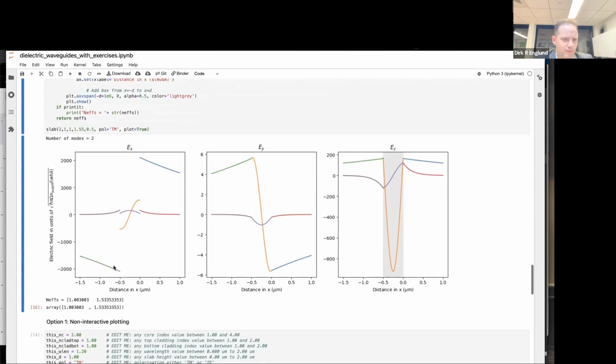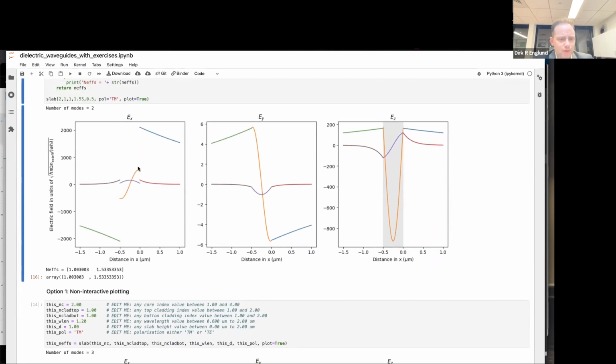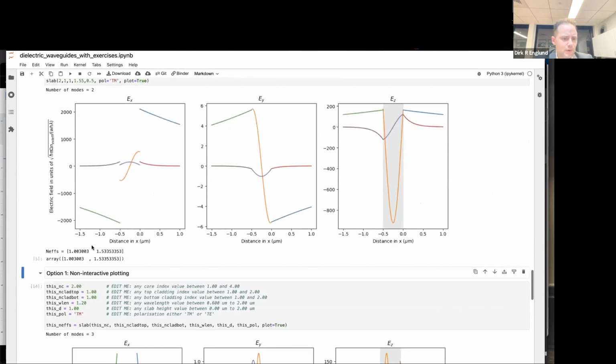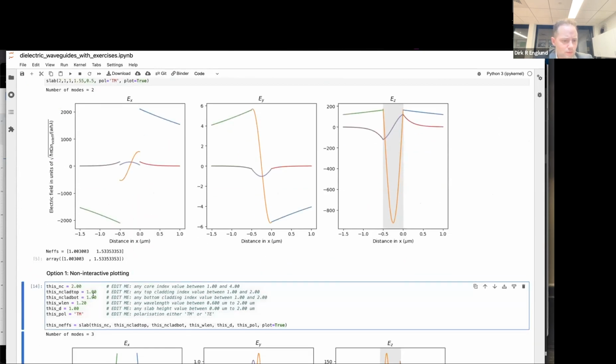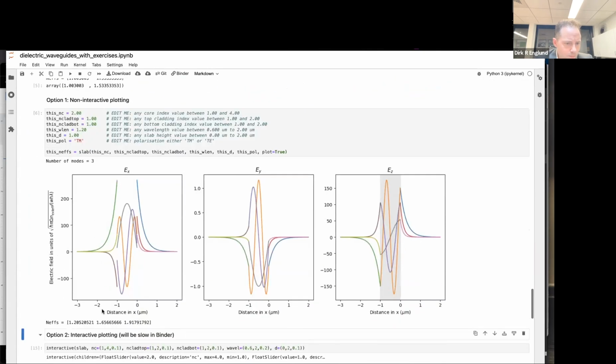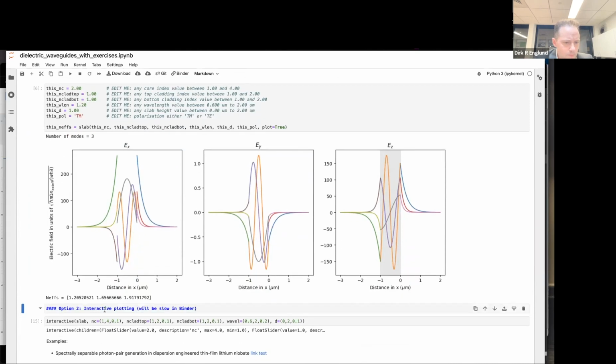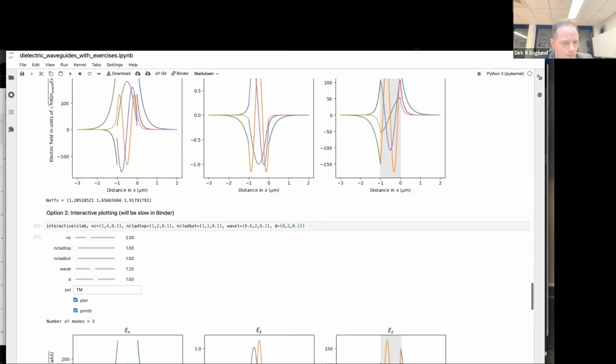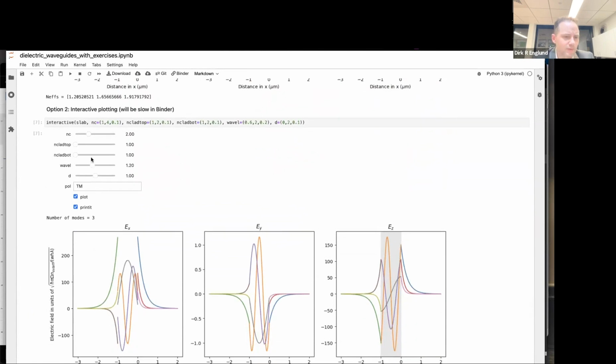So here is the solution, and what you see here is the electric field. There are 2 modes here. Let's start with 1 mode to begin with. Oh, this is slow in the binder. Okay. Yeah, so this should work.